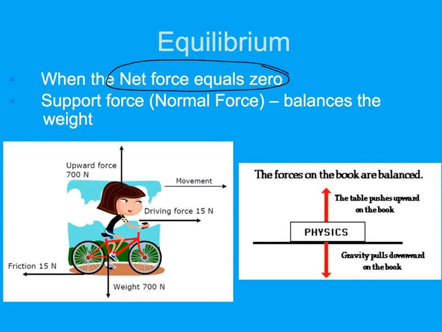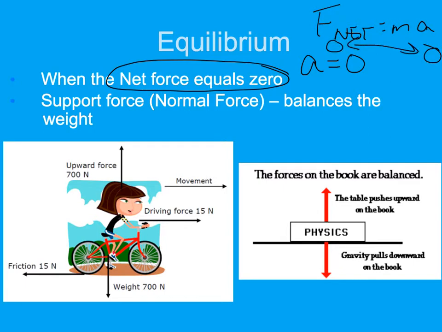And if you are at 0, that means that there is no acceleration. Why? Because of Newton's second law. We know that the net force is equal to mass times acceleration. So if this is 0, then F net has to be 0.